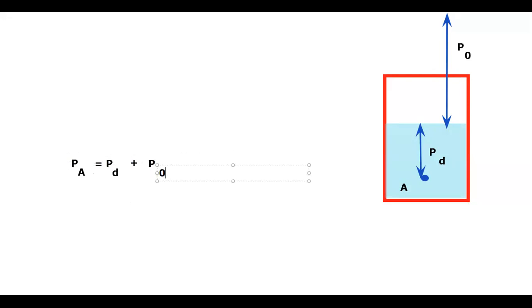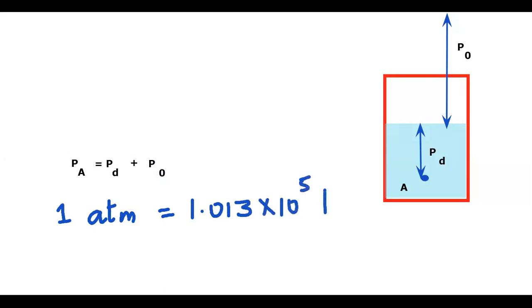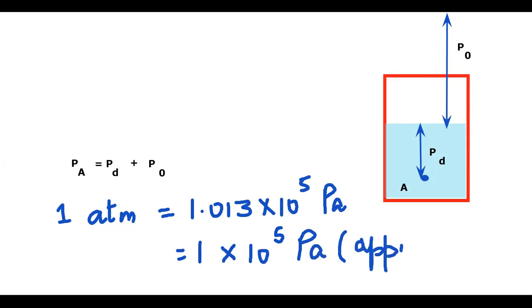And children, regarding atmospheric pressure, one conversion which I told you last time to learn was ATM. 1 ATM is equal to 1.013 into 10 raised to power 5 pascals. Sometimes it is taken as 1 into 10 raised to power 5 pascals in approximation. So this is your liquid, and this is the pressure being exerted at a particular depth in the liquid column.